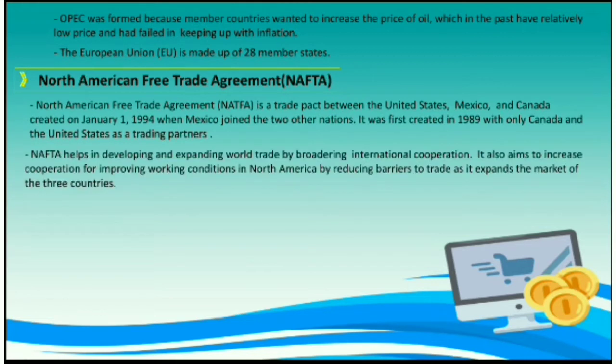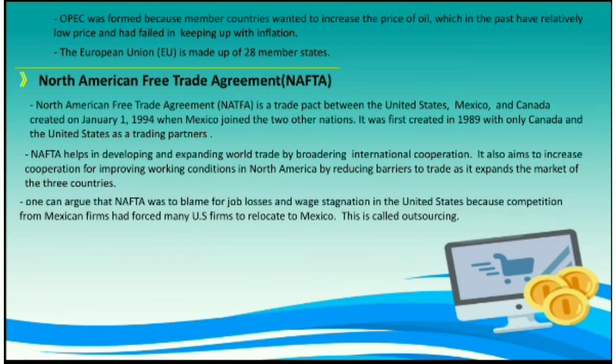NAFTA helps in developing and expanding world trade by broadening international cooperation. It also aims to increase cooperation for improving working conditions in North America by reducing barriers to trade as it expands the market of the three countries. One can argue that NAFTA was to blame for job losses and wage stagnation in the United States because competition from Mexican firms had forced many U.S. firms to relocate to Mexico, and this is called outsourcing.